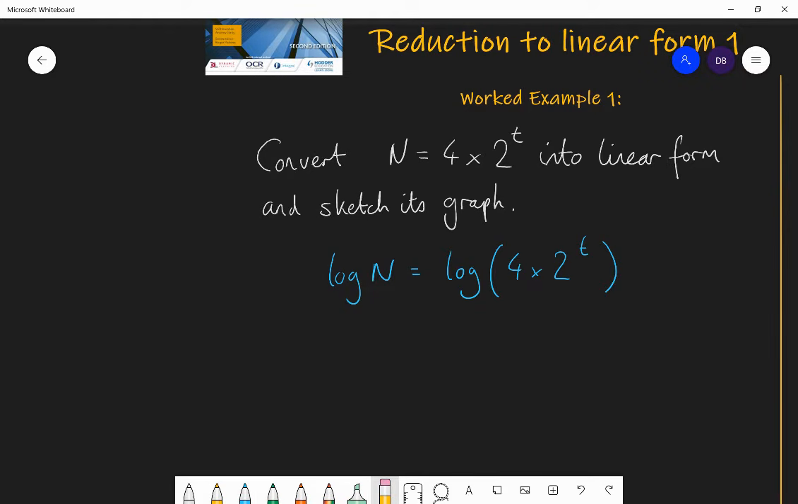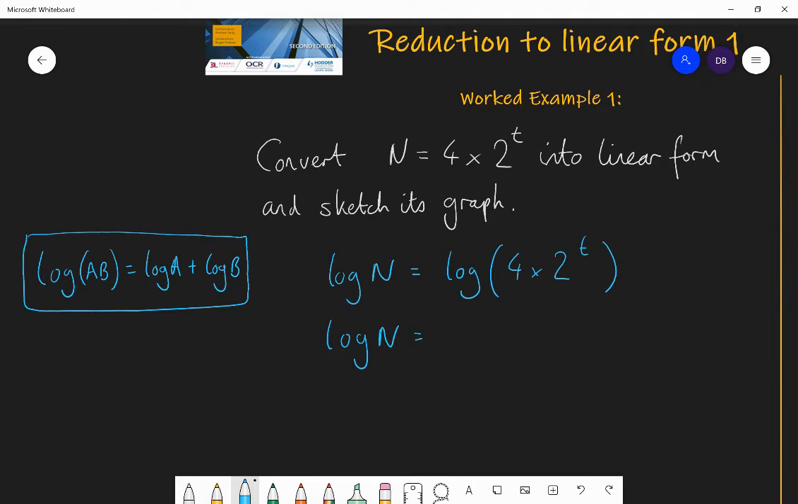Now we're going to use one of our log laws to split up the right side into two logarithms. So log n is going to equal, so the first log law we know is log of AB is equal to log A plus log B. We learned that and we proved that in a previous lesson. So we're going to use that first law of logarithms to split up log of two things multiplied together. So we have 4 multiplied by 2 to the power of t. So that becomes log 4 plus log of 2 to the power of t.